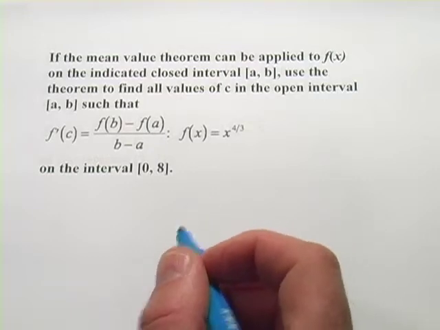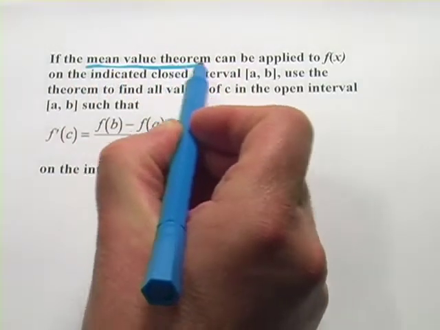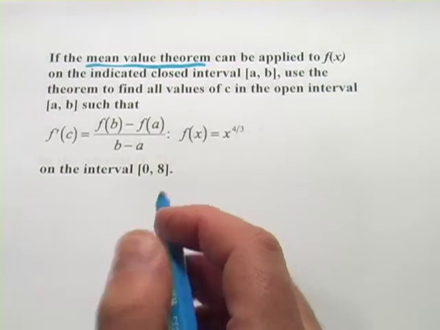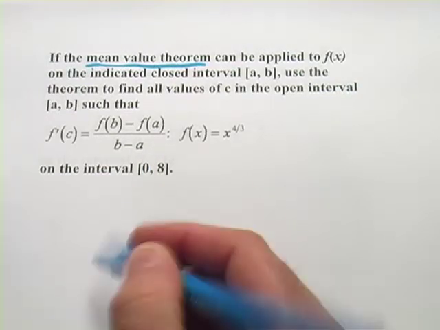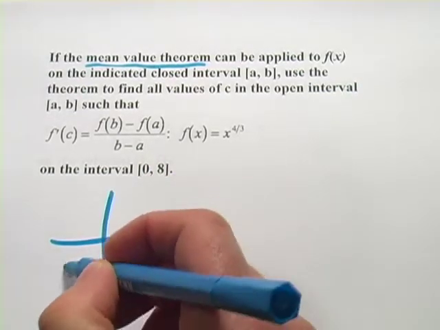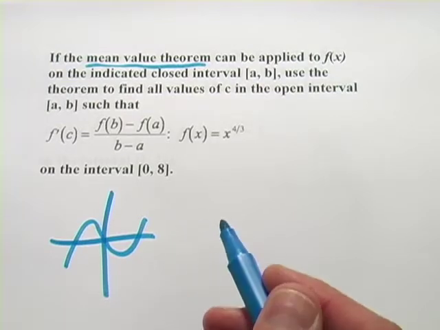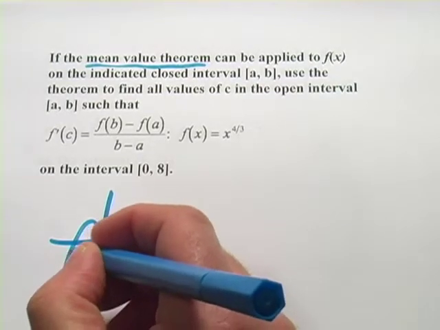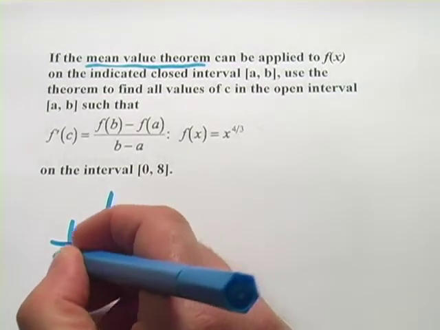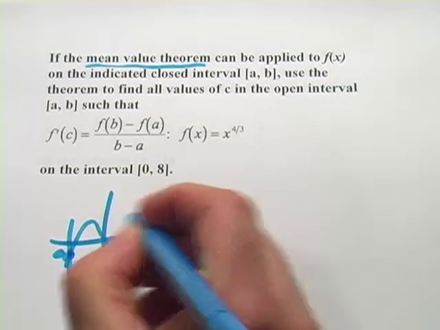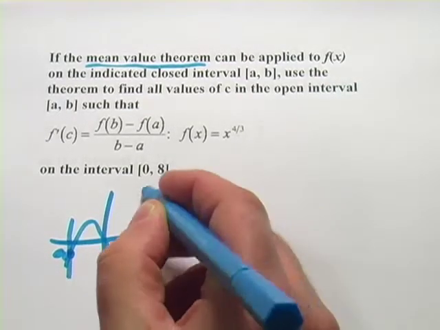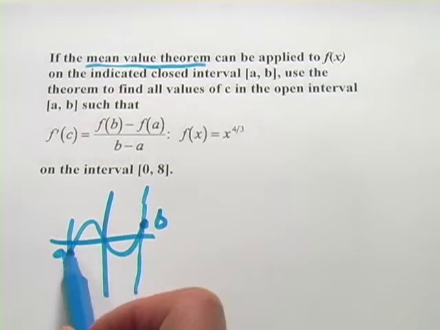Here we have some problems about the mean value theorem. And what the mean value theorem states is that if you have a function, let's just draw a sample function here, and you pick an interval, let's say from a right here, that's a, to b, let's say b is right here, so there's our interval.